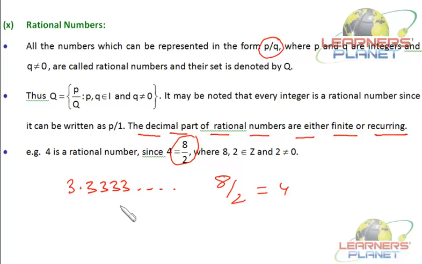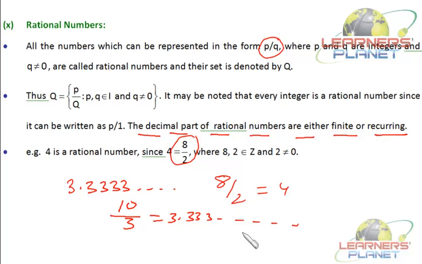So what will it be? Can it be represented in P by Q form or not? If it can be represented in P by Q form, then definitely it will be a rational number, otherwise it will be an irrational number. So I'll give you a clue, that is 10 by 3. What is 10 by 3? 3.333333, and so on. So 10 by 3 is definitely a rational number because it can be written as P by Q. It is already written in P by Q form.